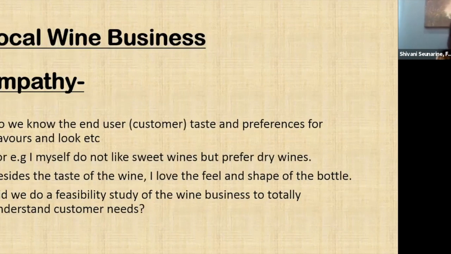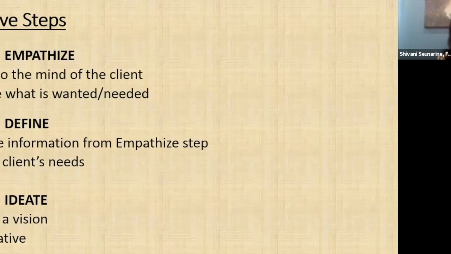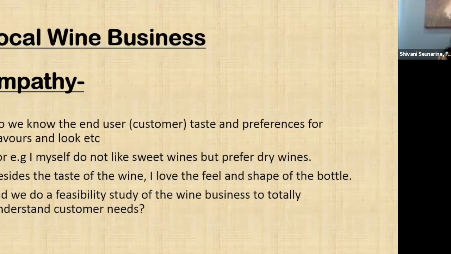Persons might say, I love wine. Local wine business. And what was the first step again? I hope everybody remembers. The first step of any business that you have, if you are following a design thinking approach, is to empathize. Empathize. So empathy. Do we know the end user, the customer? For this local wine business, somebody and I were doing this, and we came up with these ideas as a real business.